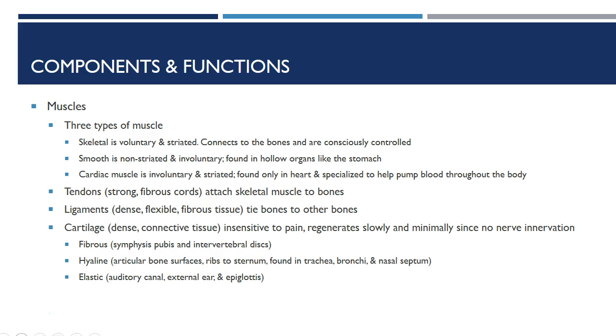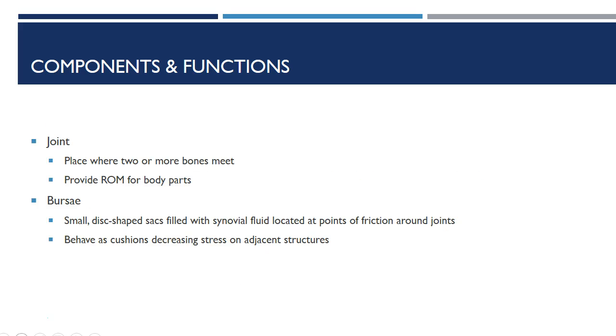There's three types of cartilage. There's your fibrous cartilage, hyaline cartilage, and elastic cartilage. Your fibrous is symphysis pubis and intervertebral discs. So you know your spine has the intervertebral disc. That's fibrous cartilage. Hyaline cartilage articulates bone surfaces, so like ribs to sternum. It's also found in our trachea, bronchi, and nasal septum. And then our elastic cartilage, which is found in our auditory canal, our external ear, and our epiglottis.